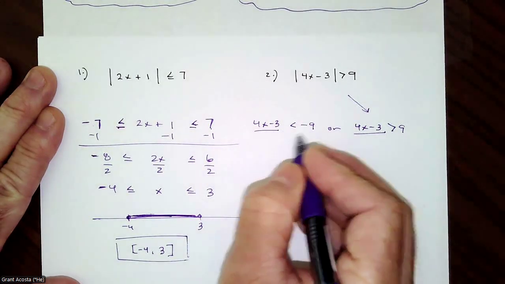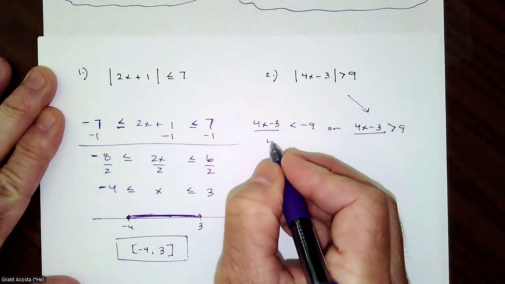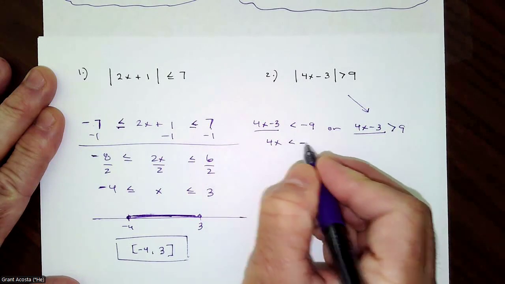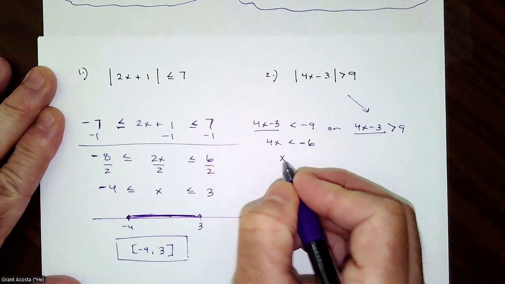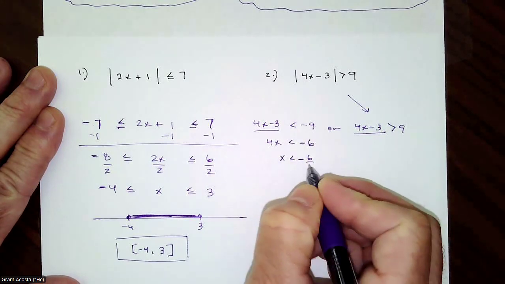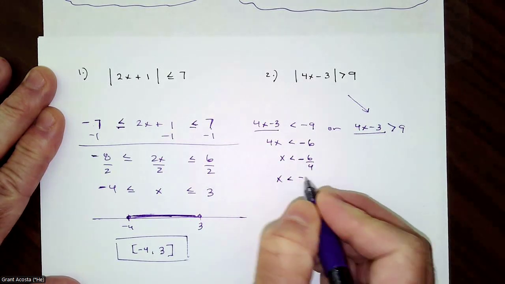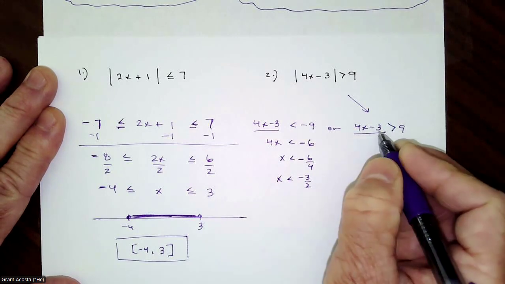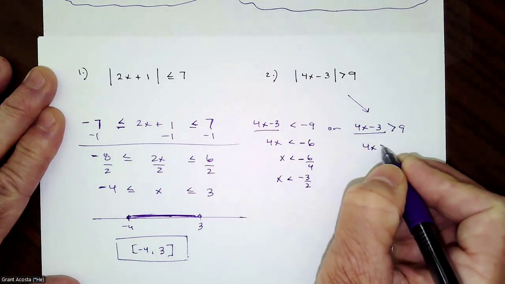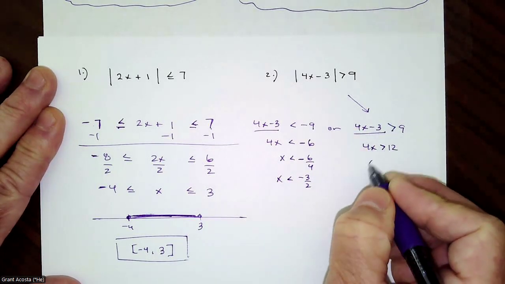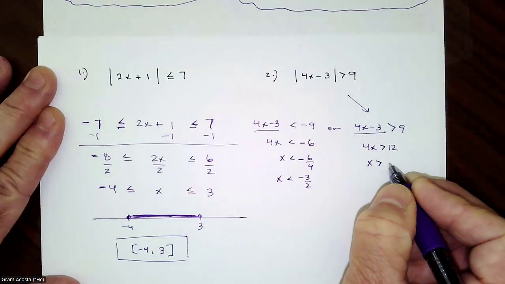All right, we'll just solve these individually. So I'm going to add 3 to this. 4x is less than -6. So x is less than -6/4, which is -3/2. Add the 3 here. 4x is greater than 12. Divide by 4, I get x is greater than 3.